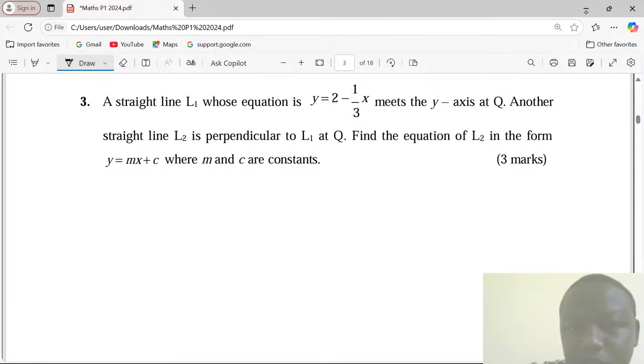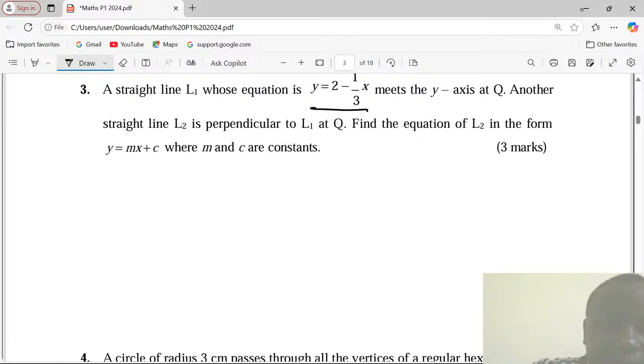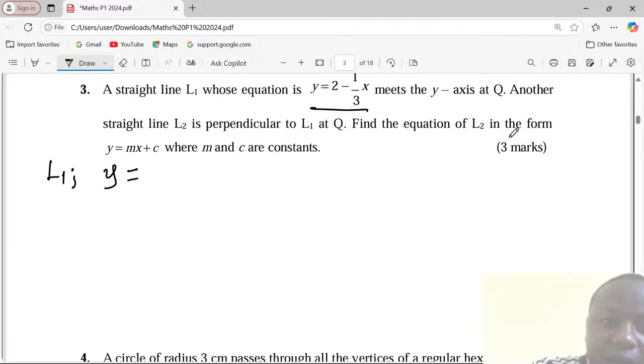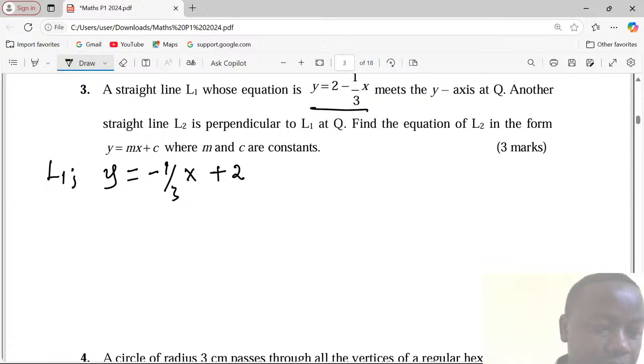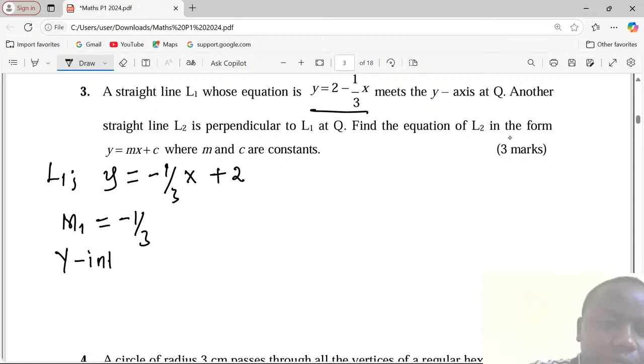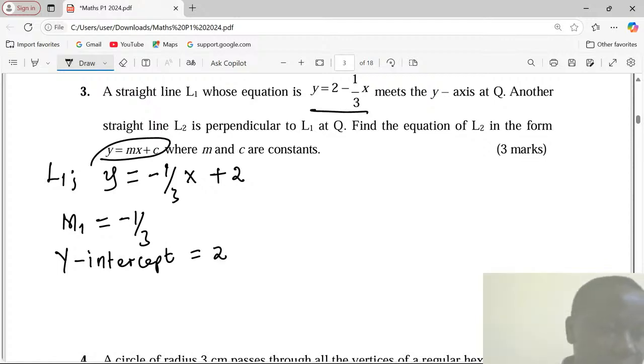Allow me to go to the equation of straight line L1 and rearrange it such that L1 now becomes y equals, instead of beginning with 2, I begin with negative a third x, then the 2 comes here. This way, the equation is in the form y equals mx plus c, and from such an equation we can draw some conclusions about it. For example, gradient for line 1 equals negative a third. Something else that we can draw is that the y-intercept for this line is 2, because with the general equation y equals mx plus c, the gradient is the value of m and the y-intercept the value of c.